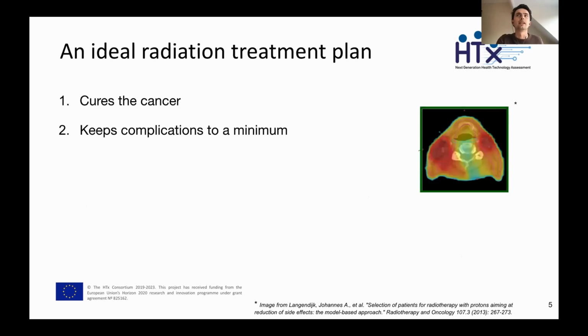So in the planning of this radiation treatment, there are two factors that are really driving the treatment. The first is that the cancer should be cured, and this is generally done by making sure that enough radiation is assigned to those regions where the tumor is. The second objective is to keep the complications to a minimum, and this is generally done by trying to avoid radiation in the areas around the tumor as much as possible.